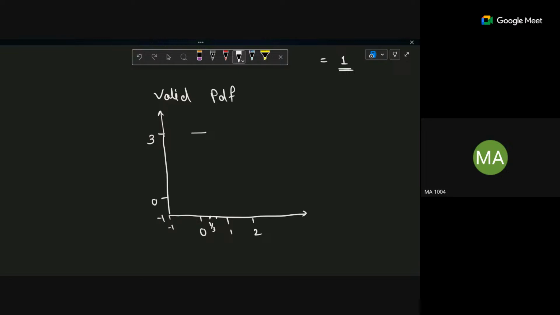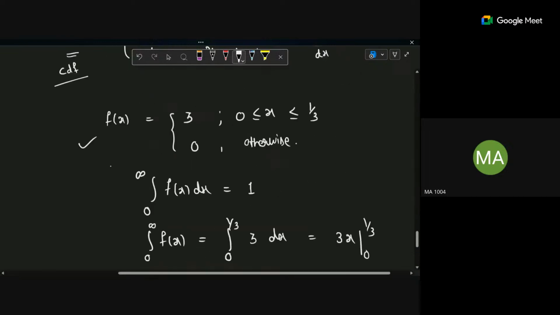Your PDF is 0 for all the values, but whenever it goes from 0 to 1 by 3, it attains the value 3. Then till 1 by 3, it will stay at 3 and then again go back to 0 and so on. Did you get the graph like this for this PDF?